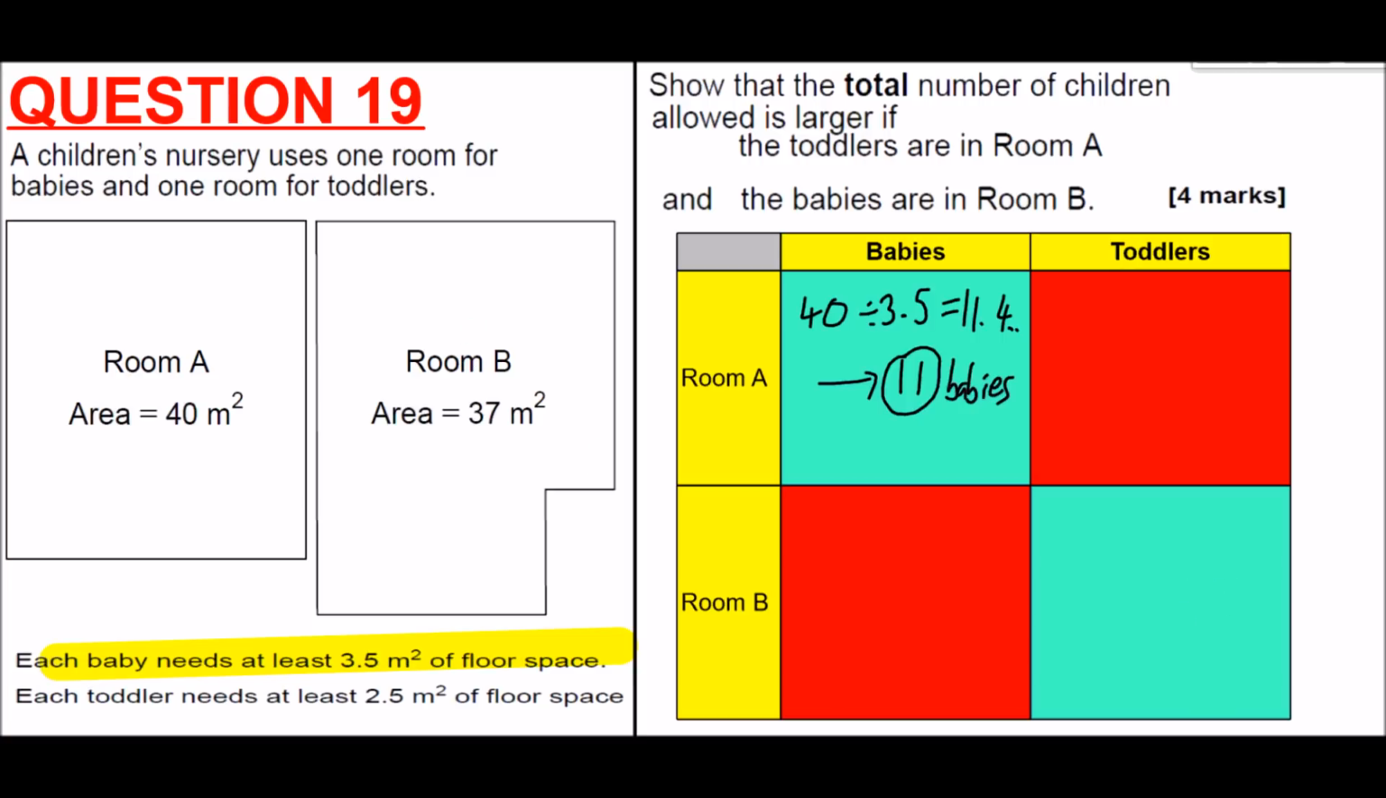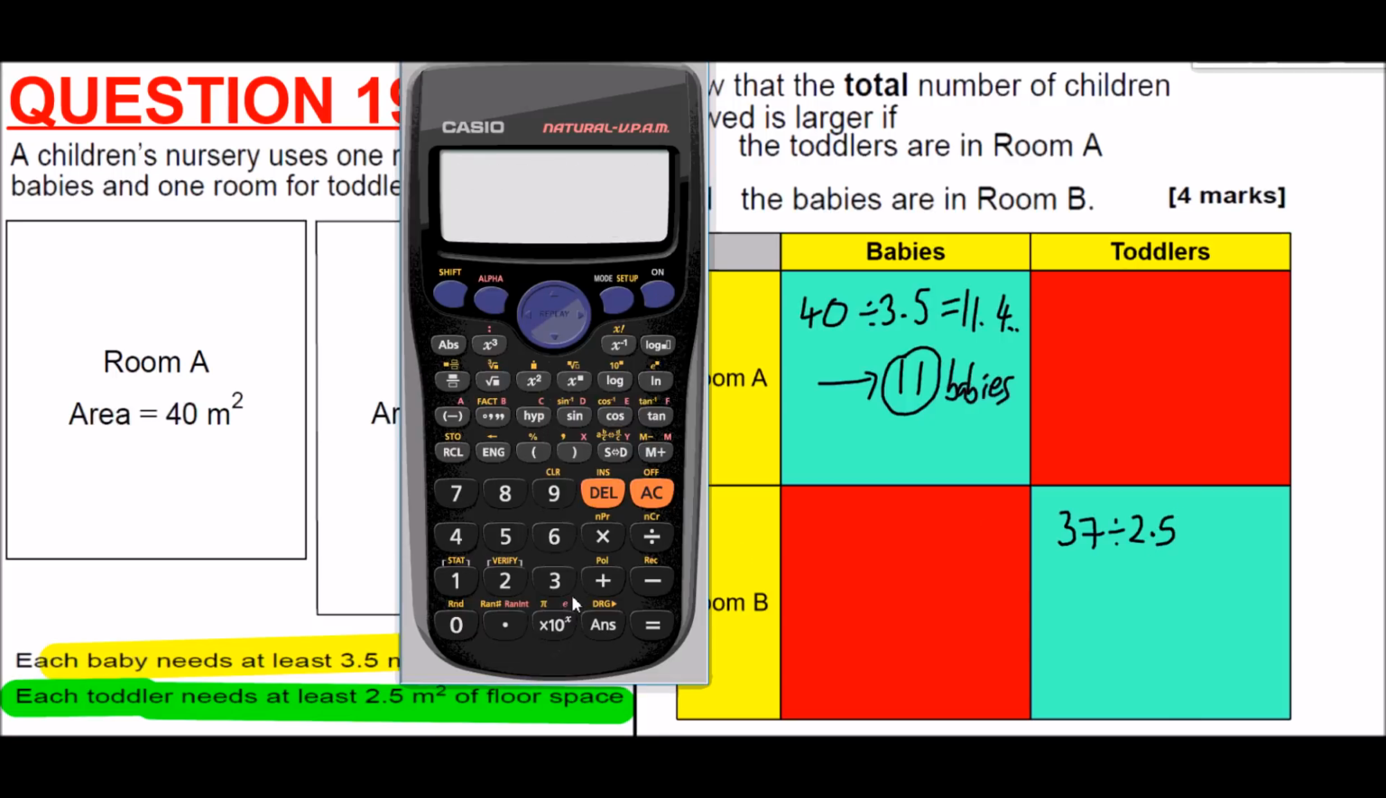So in room B, we've got 37 square meters of floor space, and we're told that toddlers need at least 2.5 square meters of floor space between them. And so the number of toddlers we could fit into room B would be 37 divided by 2.5. So how many toddlers can fit in? Be 37 divided by 2.5, which should be 14.8.